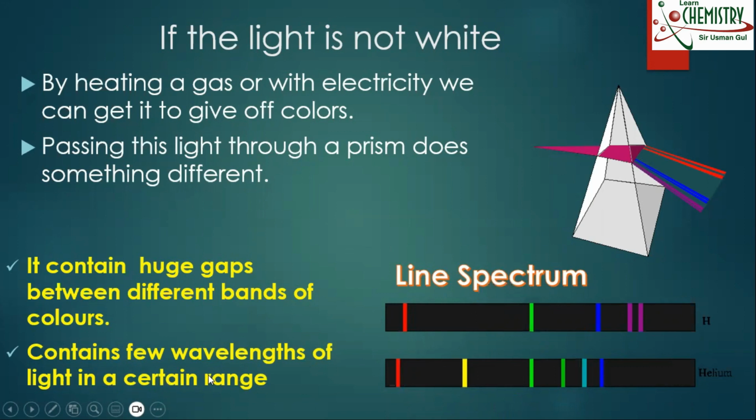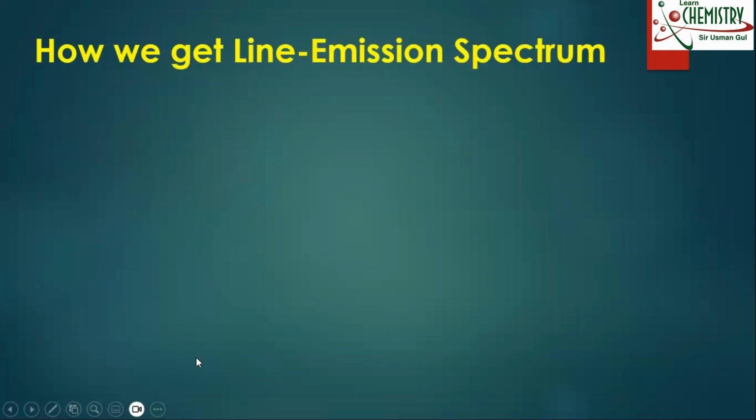Okay, now let's talk about how an atom gives us this kind of spectrum. Let's talk about the concept of this. Basically we can also call this the line emission spectrum. It has a specific name also, that is emission spectrum. So I will explain to you what emission is as well.